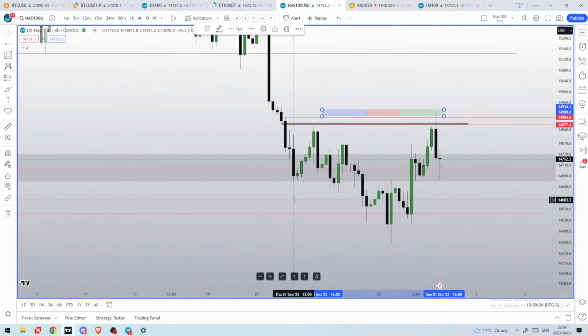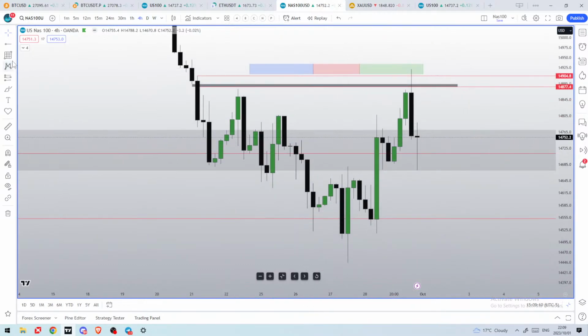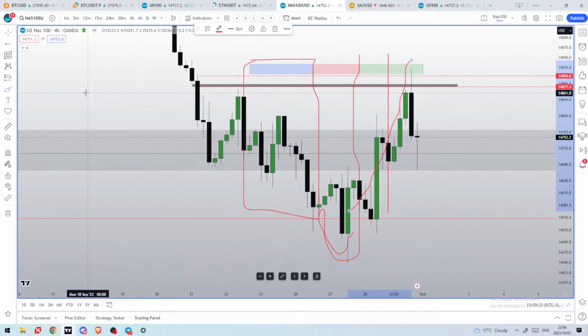Come back to an H4, for example. There you go. So I drew it on a weekly. I'm now on an H4. That means between this and this, you expect an accumulation phase. Between here and here, you expect manipulation. You see that? And up to here, you expect distribution. So it would be accumulation, manipulation, distribution. AMD. That's it on a weekly.